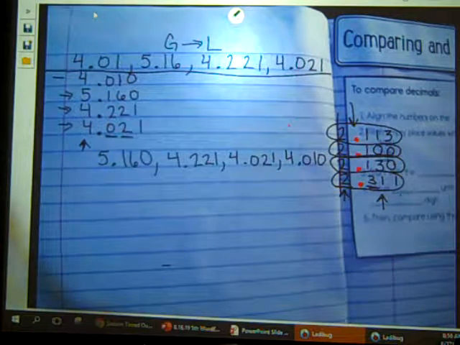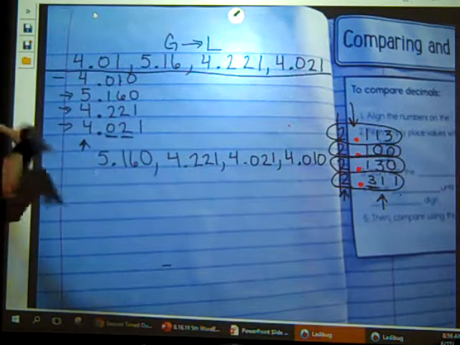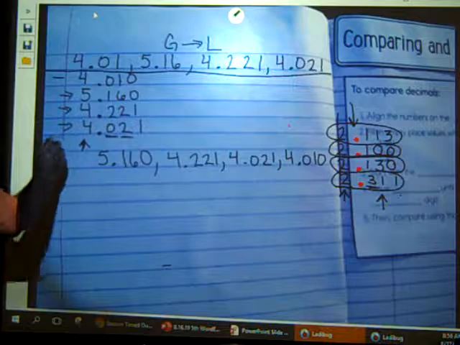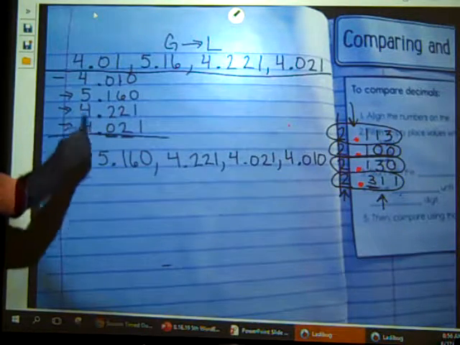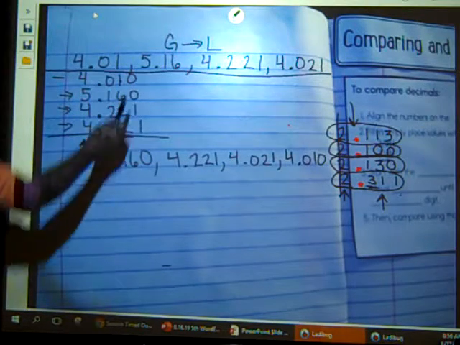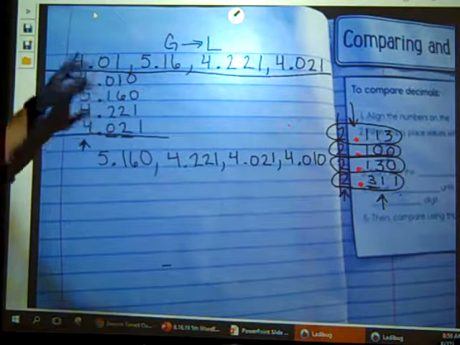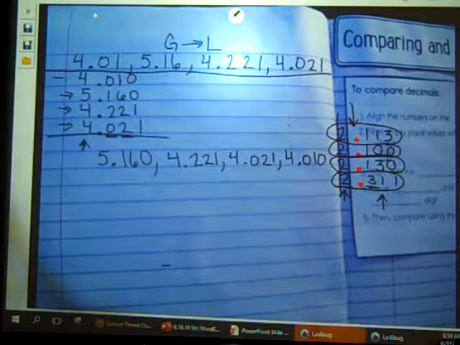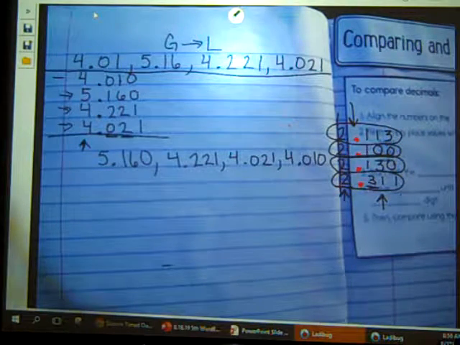Now, I will tell you, there's some steps here. It's a lot of work at first, a lot of writing. But once you get comfortable, you guys are going to learn to just do it. The 5 is biggest, and then compare these last 3 numbers: 21, 221, and 10. Which one's biggest? 221, and then 21, and then 10. You'll get to that point. But in the beginning, if you go through these steps and make it a habit, it will be really, really easy for you later on.